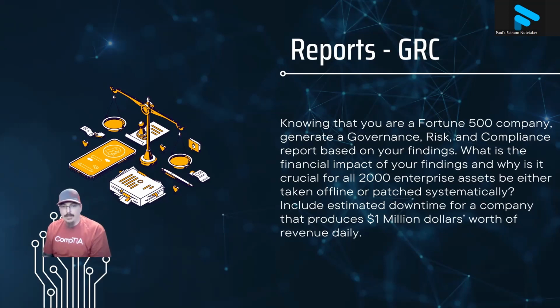An example of this I will give you is, think of when you get to the hardening portion, how long it takes you to patch all the vulnerabilities that you found during your assessment. And then multiply that by 1,999. Then also, again, you work for a Fortune 500 company. What's the financial impact for a company that produces $1 million worth of revenue daily? And this is going to go into your POAM.